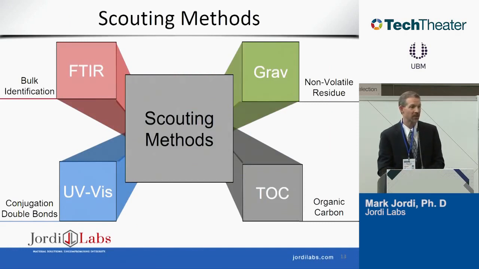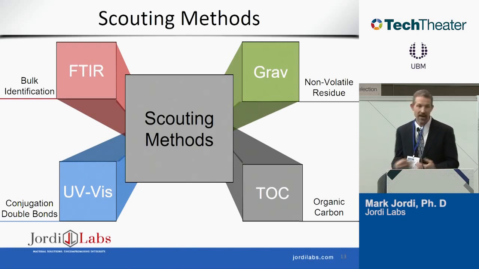Now, once we had our extracts, the next thing we need to do is to start analyzing them. And so we chose to use a series of screening methods or scouting methods to do initial studies. And the purpose of your scouting methods is really to get a good idea overall what's in there. You're not trying to identify individual extractables and leachables. You're trying to just say, in the bulk, do I have a lot of extractables? And if so, what are their general properties?